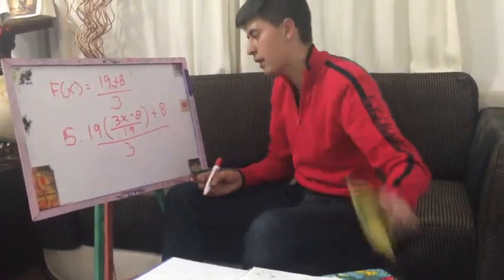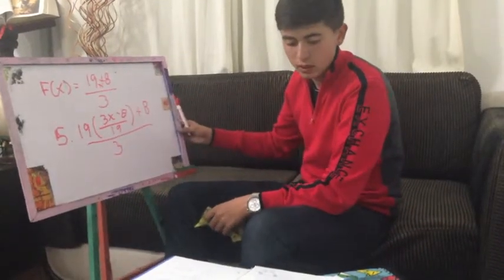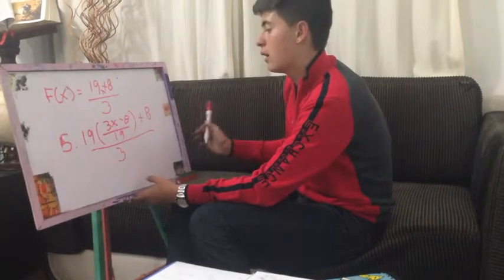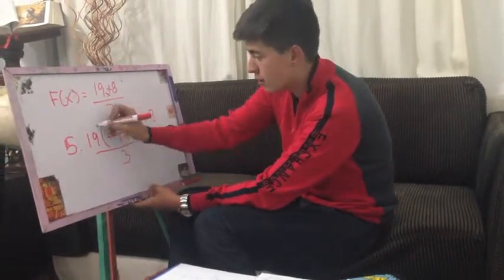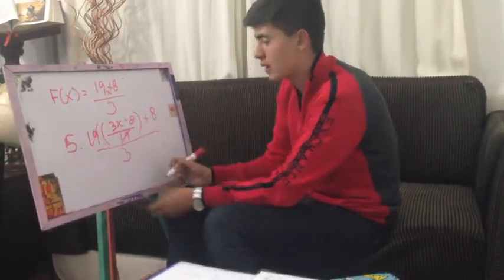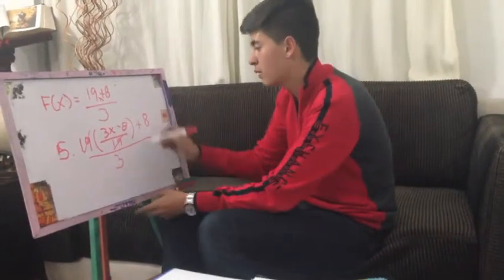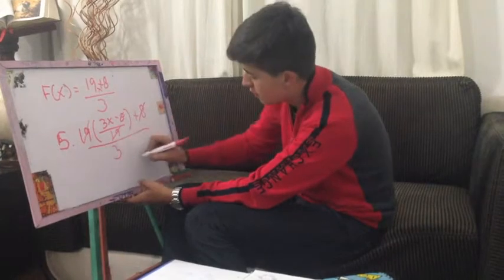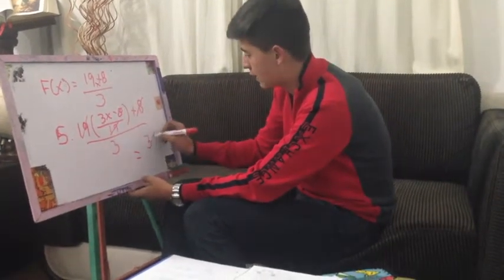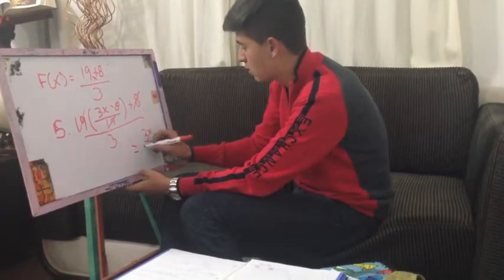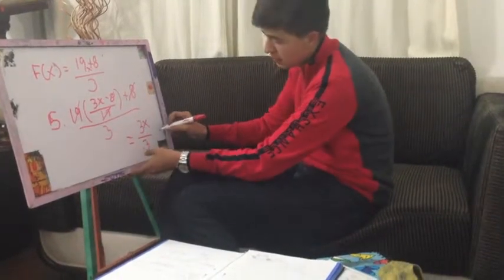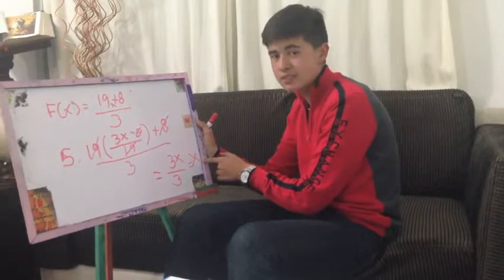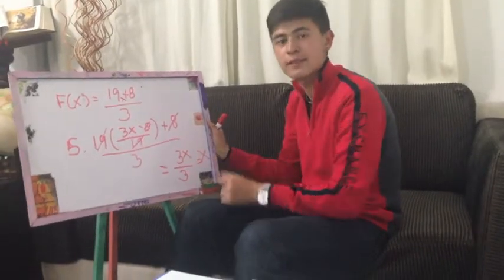Okay, now we continue. We have 19 and 19, so we can cancel them, and we have 8 and 8, so we cancel them. This is equal to 3x over 3, which is equal to x. If you obtain x, the answer is correct.